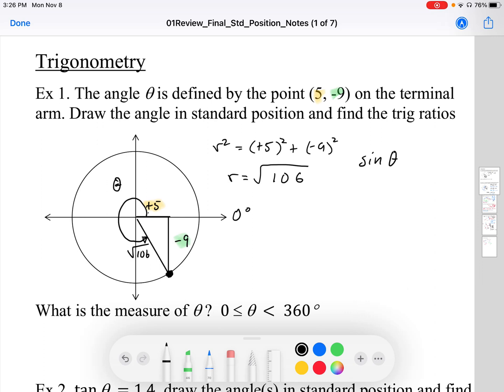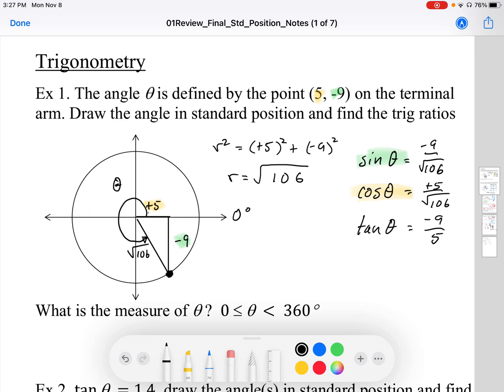Once we've found that length, root 106, we can now write the ratios. Sine theta, and sine is always vertical, sine goes with y. So sine theta is that -9 over the radius, which is root 106. Cosine goes with x, or horizontal, so cosine theta goes with that positive 5, horizontal over the radius, which is root 106. The tan ratio is going to be the slope. That line has a negative slope. The rise is -9, the run is positive 5, so the slope is -9 over 5. As a decimal, that would be -1.8.